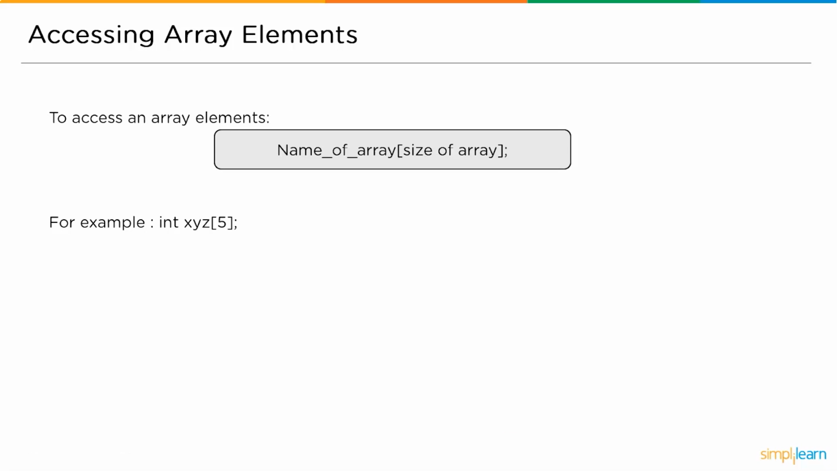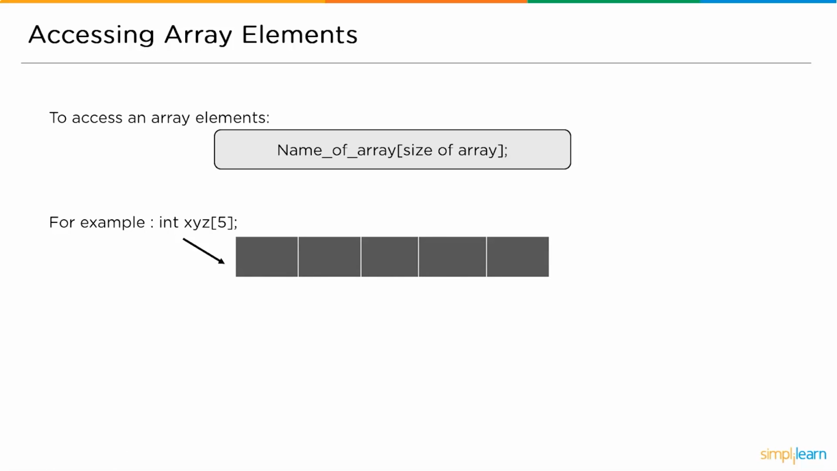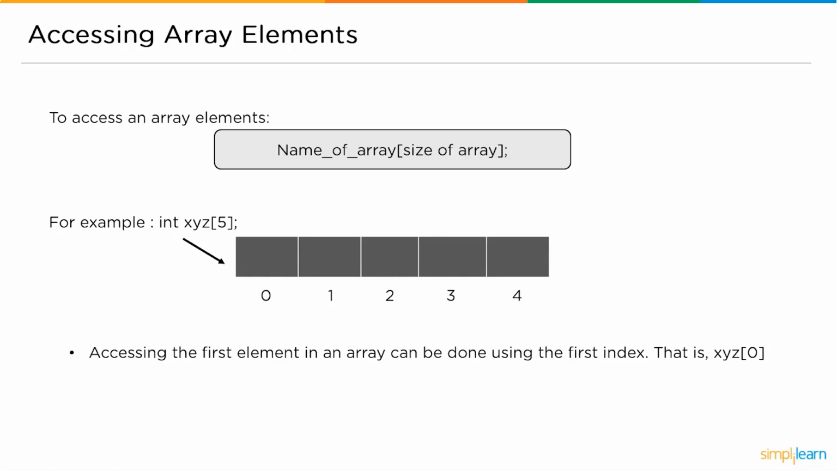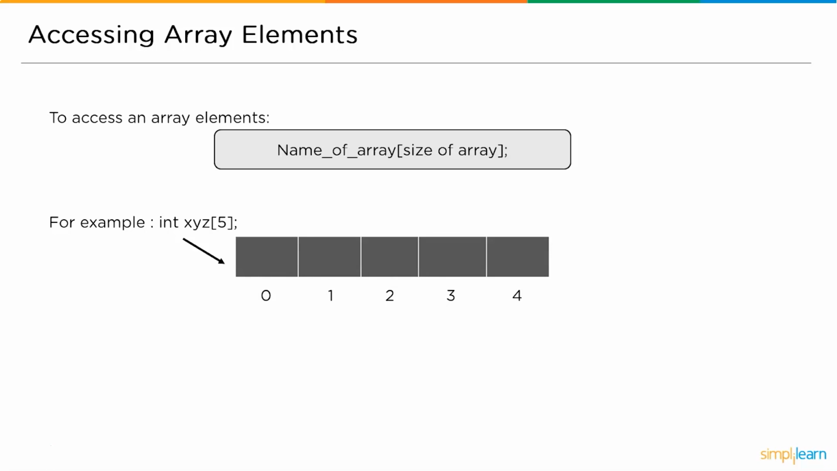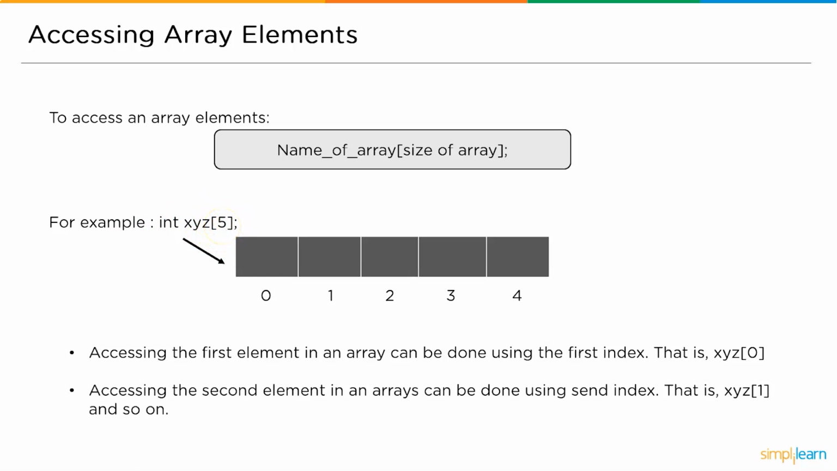Now let us understand how to access the elements in an array. To access the elements in an array, you need to specify the name of the array and the memory block where you have the element that you want to access. Here we have an example which is integer data type. The name of the array is xyz and the element we want to access is 5. Here we have an example of an integer type array. The array name is xyz and it has size 5. Now we want to access the first element in the array. That can be done using the first index, that is xyz of 0, which is the first element, and then accessing the second element and so on.